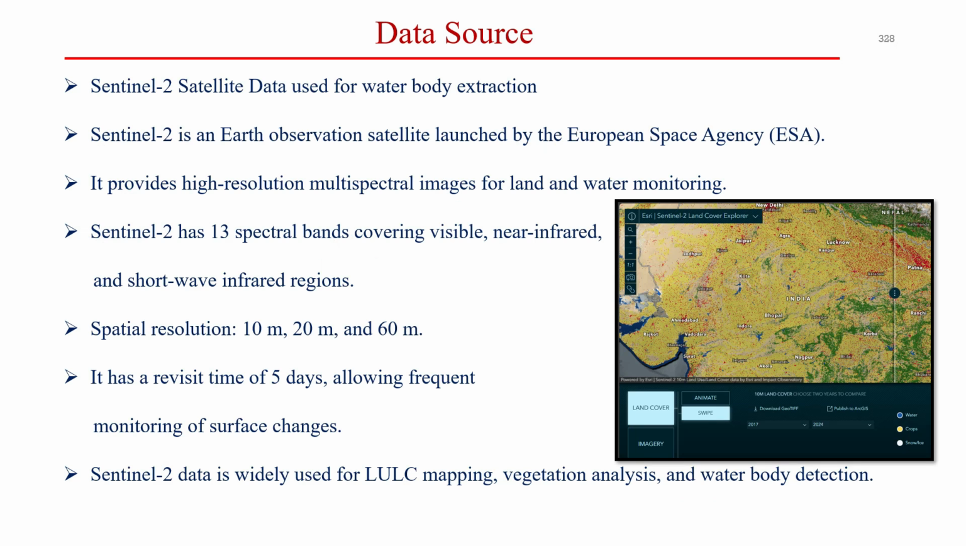So normally the cameras that we work on work in the visible range, that is the RGB plane. But Sentinel-2 has 13 spectral bands. And these cover the visible, NIR, short wave infrared regions, and the spatial resolution is right from 10 meters to 60 meters depending on the band that you're talking about. And the best part is that it revisits every 5 days. So it allows frequent monitoring of any surface changes that we have.